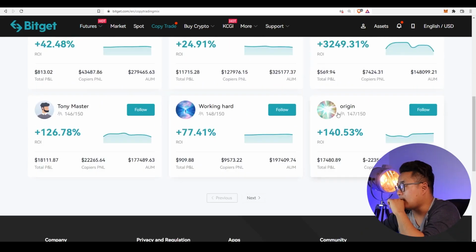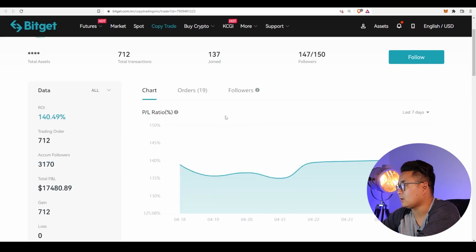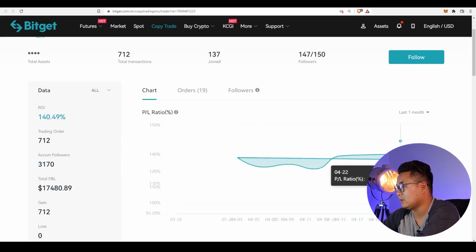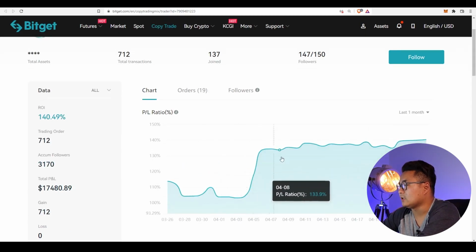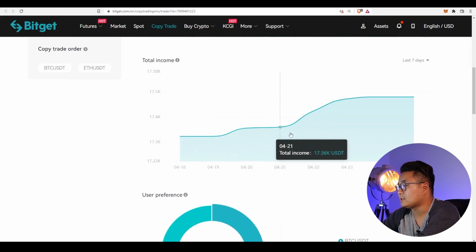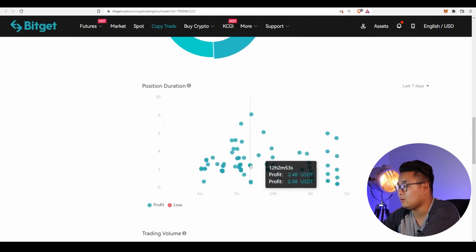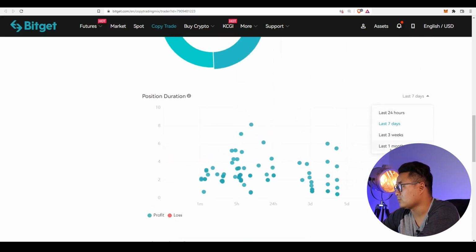Let's go back again, and let's have a look at this Origin account. I have seen this particular guy before in the last 1 month. Let's see how well he's been doing. Okay, so he's been fluctuating in and around in the last 3 weeks. How well has he done? He's up 36% in the last 3 weeks. Total income has increased and sort of stayed stagnant around the top, half on Bitcoin and Ethereum. And he does not like to lose as well, which is nice.